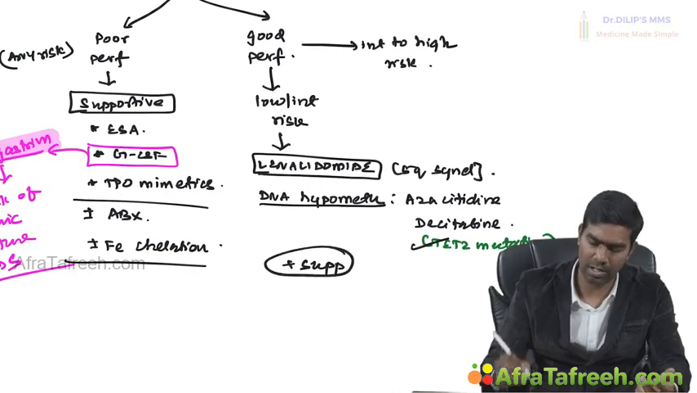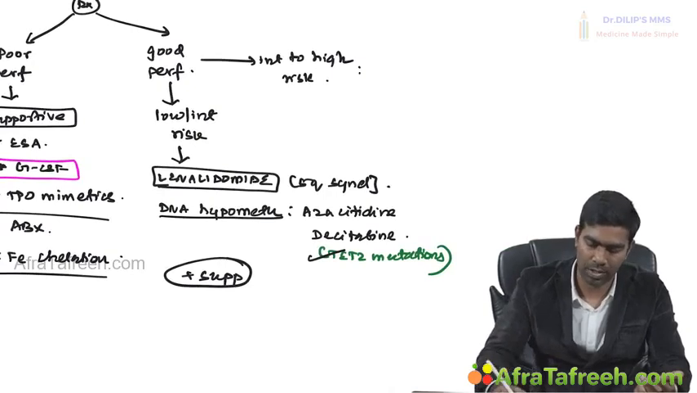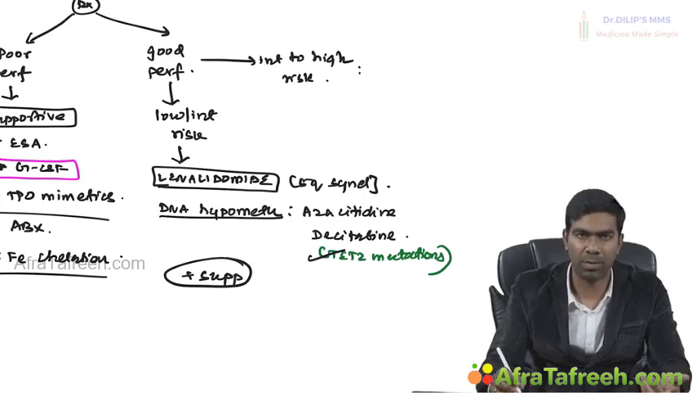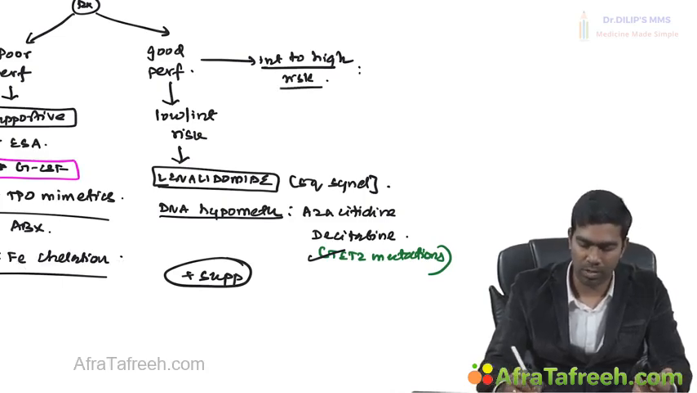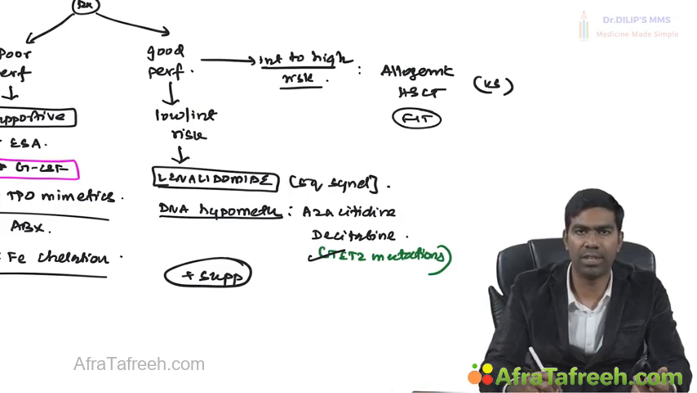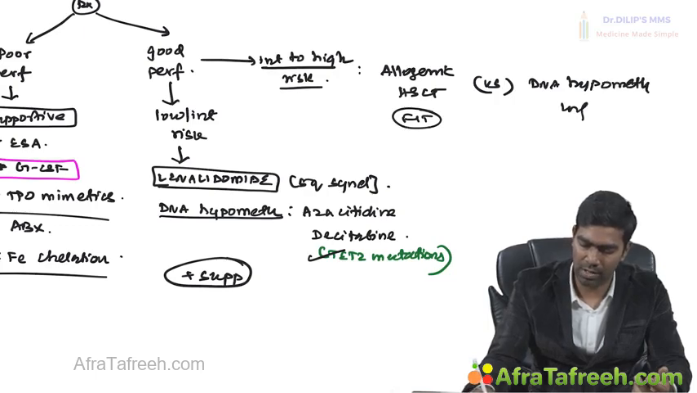As with other patients, you can do supportive measures, but I don't want to repeat them. You can use your ESAs and all these things, especially if EPO is less than 100. For intermediate to high risk, you can plan for allogeneic hematopoietic stem cell transplant if they are fit. If they are unfit, then you can use DNA hypomethylating agents.